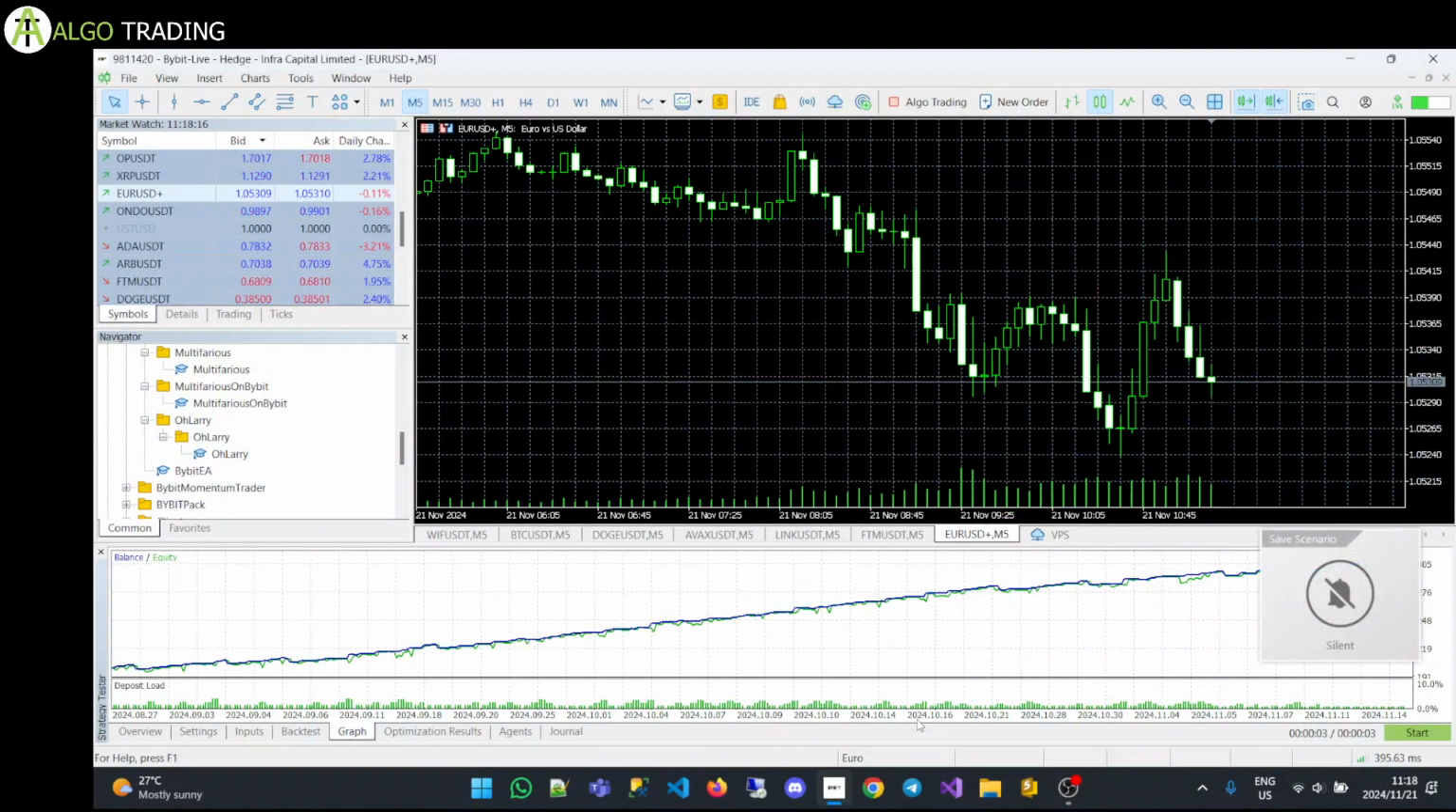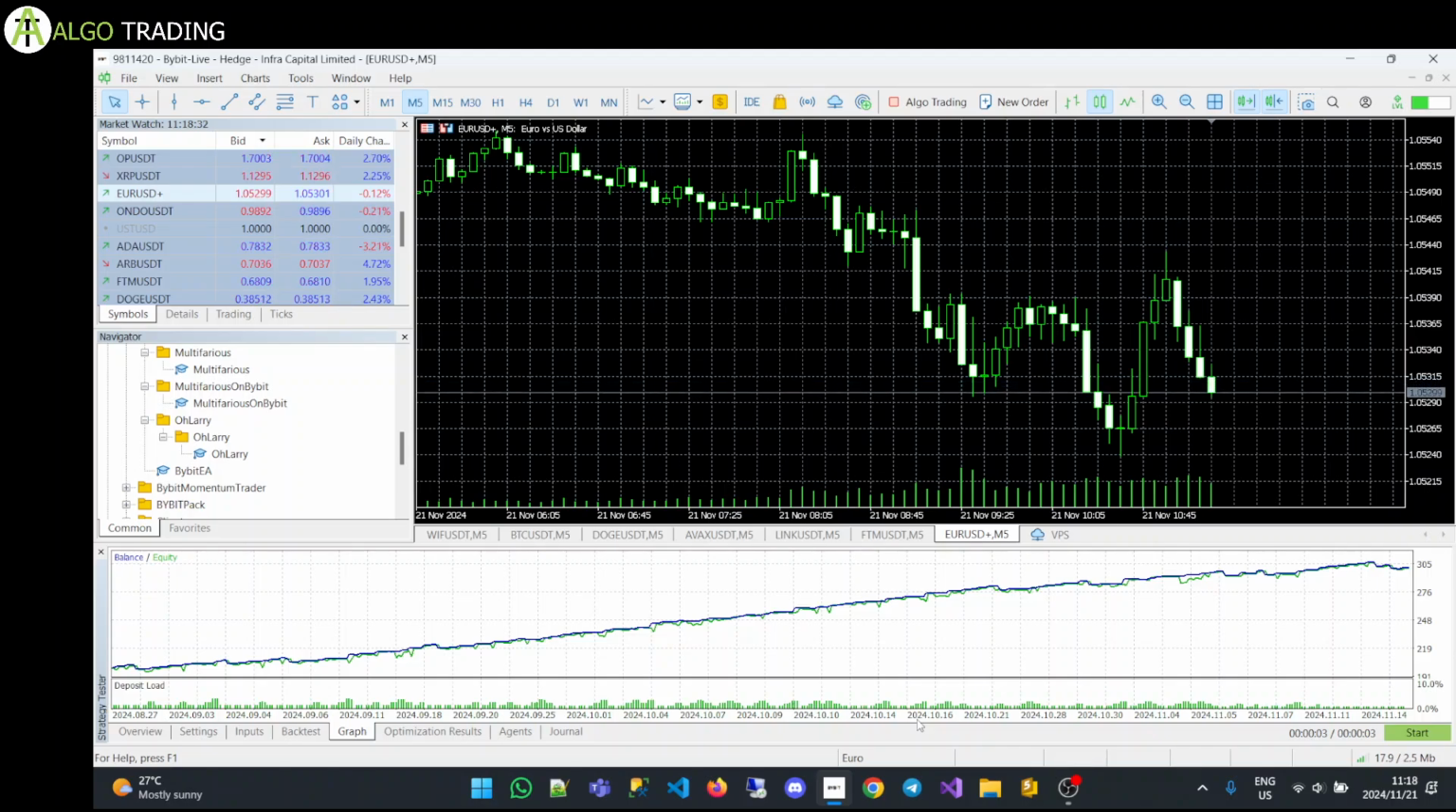Alright, so let's discuss the strategies. Firstly, it's very cool, I think, that now that Bybit supports MT5, you have access to all of these instruments. You can now trade not only your crypto and meme coins using MT5, but you could also trade Forex, oil, gold, and CFDs. So what I'm going to do today is show you two trading strategies for the Euro USD built on my Multifarious MT5 EA.